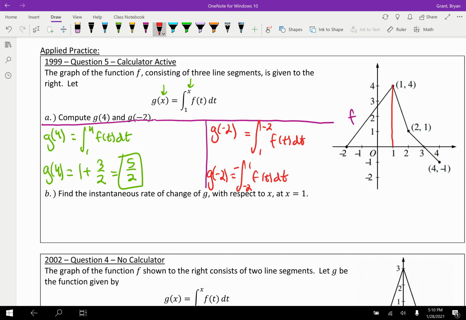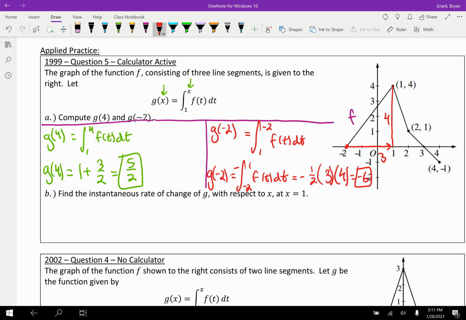And then don't forget the negative out front, the biggest cause of missing points on problems like this. Okay, so we're starting over here, going from negative 2 over to 1. That's just one big triangle. How exciting. 1, 2, 3, so a base of 3, height of 4, and we're doing 1/2 of the base times the height. So half of 12 is going to be negative 6.